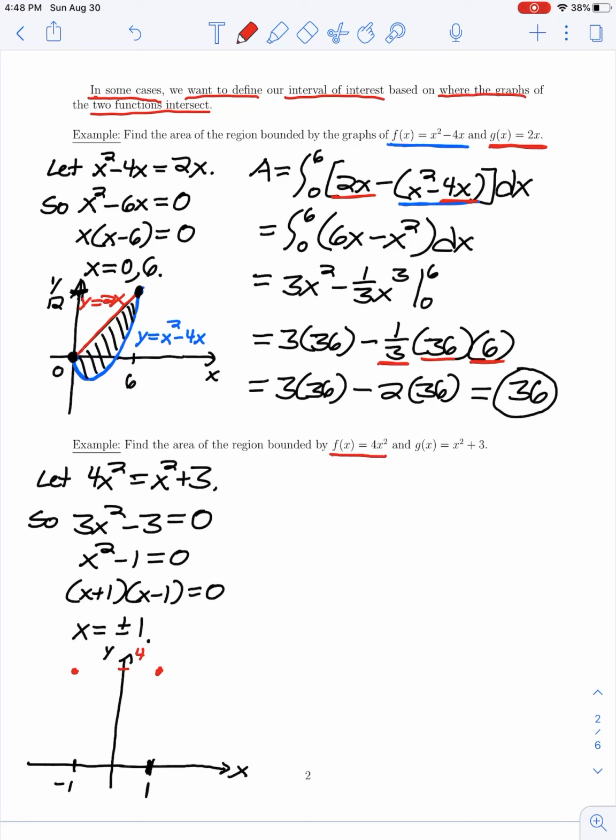And we know that the graph of this function, 4x squared, well, it is a quadratic with the positive x squared coefficient, so it is a parabola opening upward. Here our vertex is at the origin. And it's passing through those 2 points, plus or minus 1, 4.